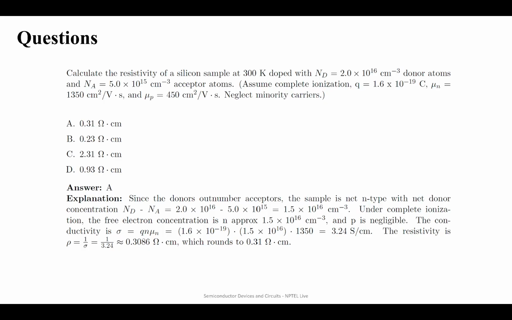The conductivity is sigma equals q n mu n. If we had also considered minority carriers, then it would have been q n mu n plus p mu p. But we are neglecting minority carriers, so it's just q n mu n, which is calculated as 3.24 siemens per cm, and the resistivity is 1 by sigma, which is 0.3086 ohm cm, which rounds to 0.31 ohm cm.